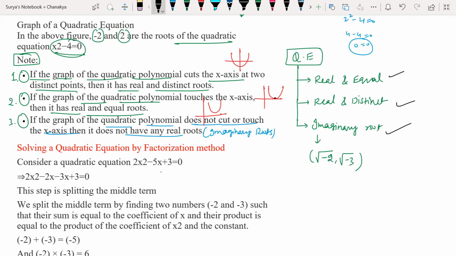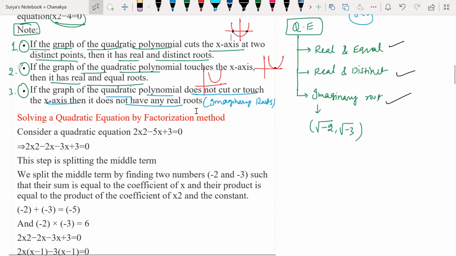If it has real and equal roots, it just touches the x-axis, just touches like this. If it has real and distinct roots, it cuts the x-axis at 2 different points. Understood my point? Any doubts?